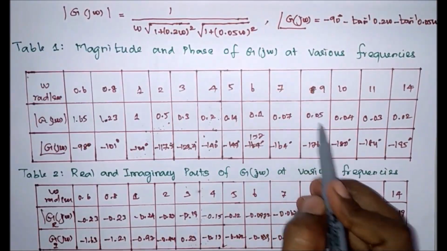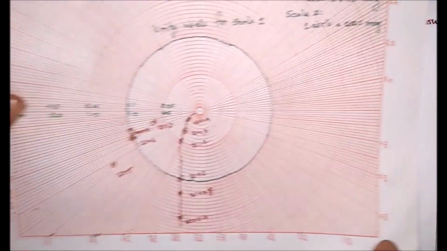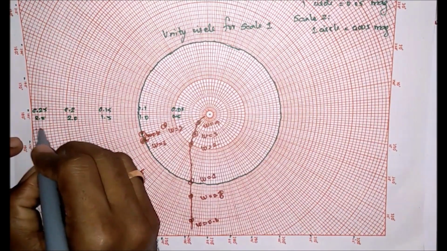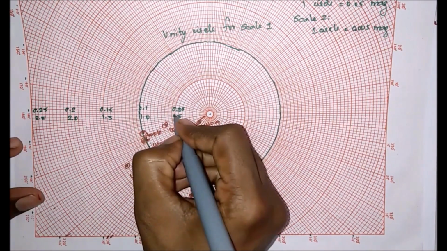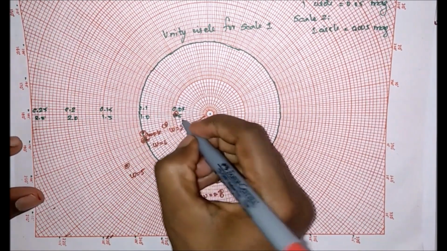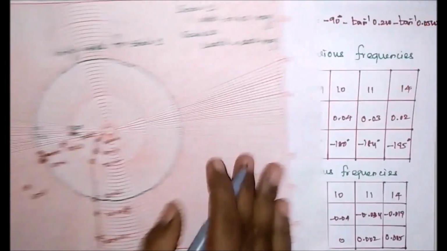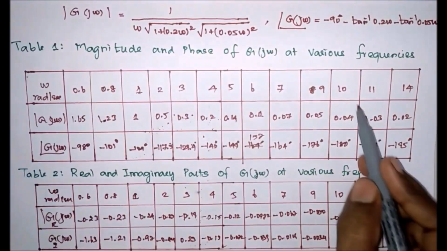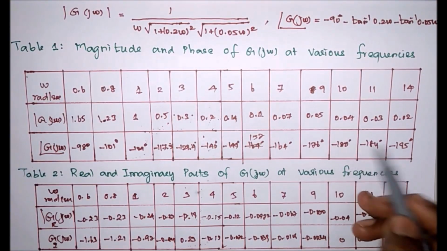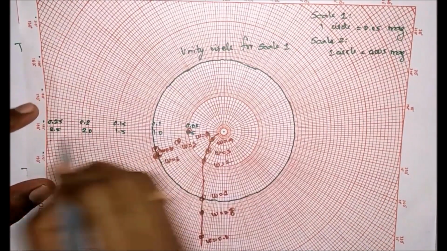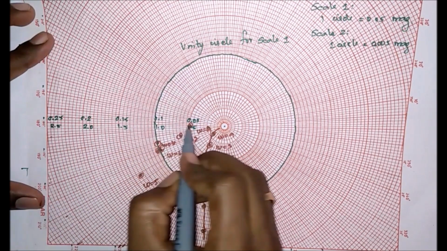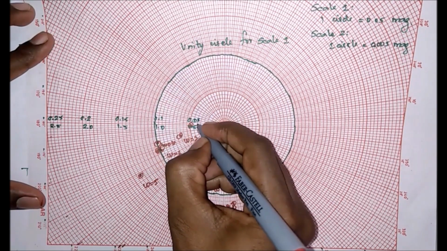Next, for omega equal to 8, the magnitude is 0.05 and the angle is -176. So this is 0.05, and 176 is 175, 176. We mark this point as omega equal to 8. Then this is omega equal to 9. Next, for omega equal to 10, the magnitude is 0.04 and the angle is minus 180. So this is minus 180, and this is 0.04.